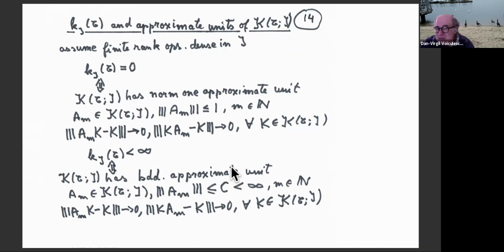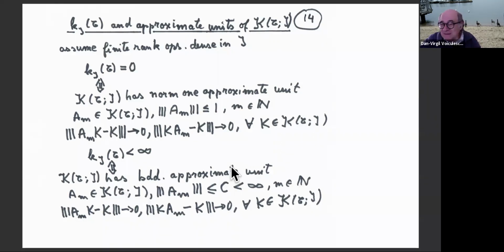The connection between the quasi-central modulus and the norm of the approximate unit is not so good, but it is monotonous if you want, but it's not so nice.